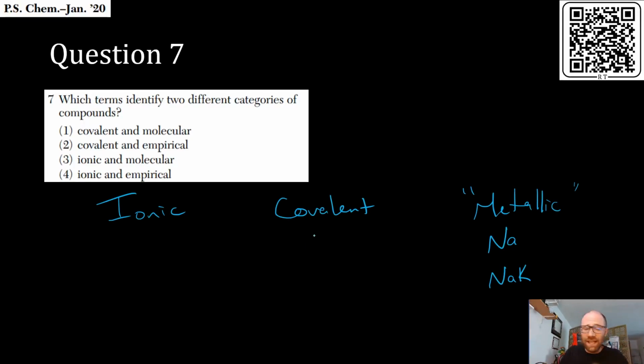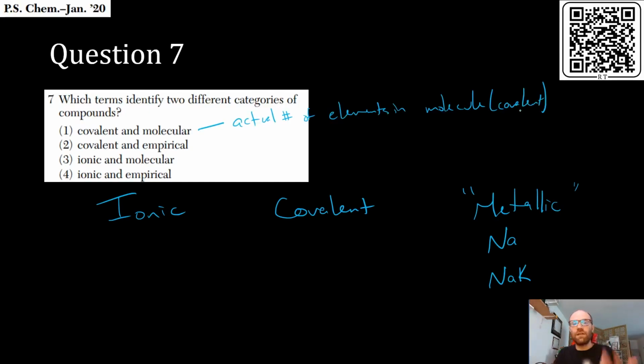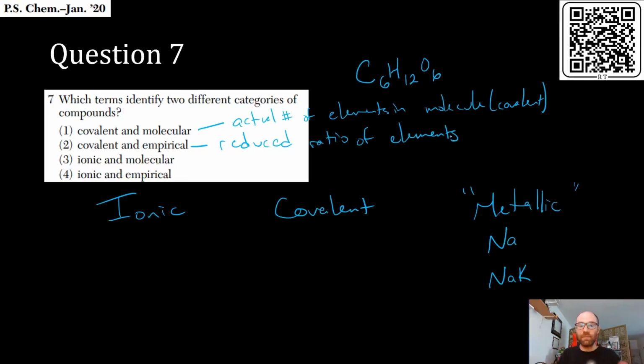If you're concerned with what molecular and empirical might be, in case you were concerned those might be potential answers, molecular is the actual number of elements found in your molecule, and that's code for a covalent compound. A good example of that would be, say, glucose with your C6H12O6. You've got a lot of particles all jammed together in that molecule. The empirical formula is the reduced ratio of the elements in that compound. For a covalent compound, you can turn a molecular compound into an empirical compound, or formula, might be a better word, by reducing that ratio, which in this case would be CH2O.